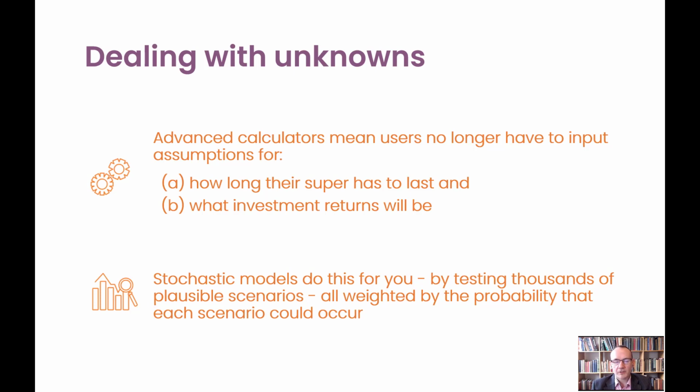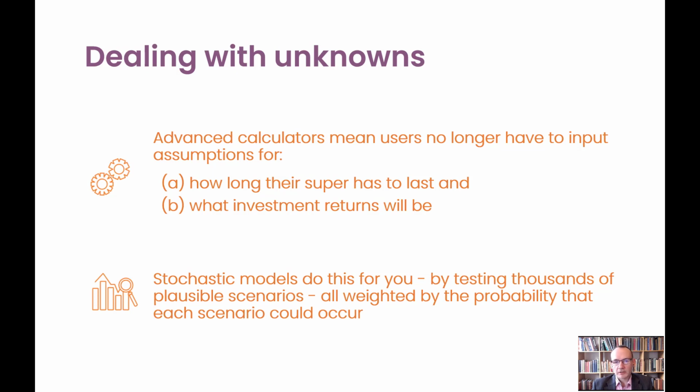One of the main aspects of stochastic modelling is the way it deals with unknowns. So some of the key unknowns in retirement are how long your superannuation has to last, which is based on your life expectancy, and what investment returns could be.